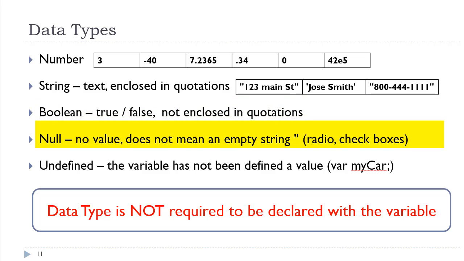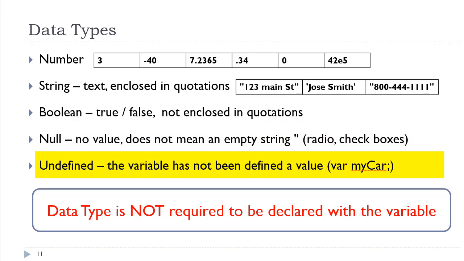JavaScript has a null data type. Null means that there is no value. It does not mean that it's empty. It does not mean that it's an empty string. An example of a null value would be a radio or checkbox that was not checked. Therefore, it does not have a value.